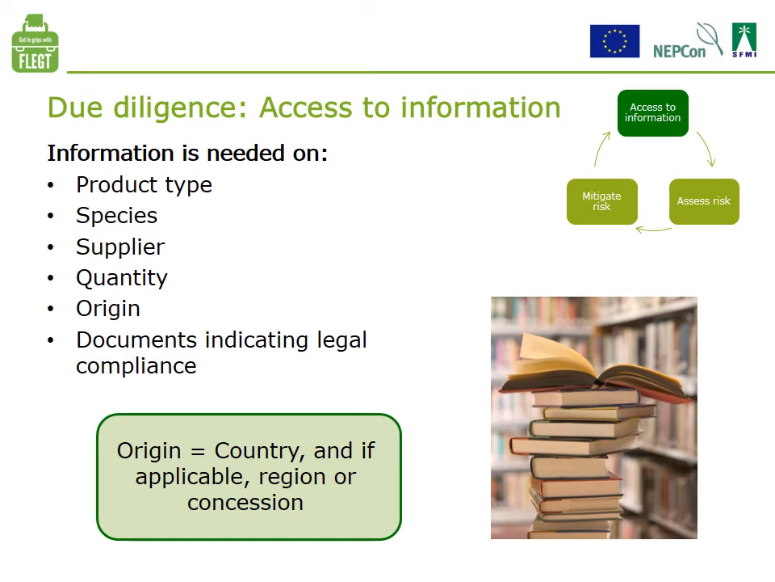With respect to species, the common name of all species is needed, and the scientific name as well, where applicable. The scientific name may be needed where the common name may be used to refer to more than one species. Information on the supplier of the material means the name and address of the organization that sold the material to the operator. The quantity of the product shall be expressed in volume, weight, or number of units as relevant for the particular material.